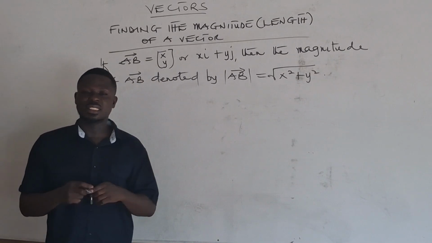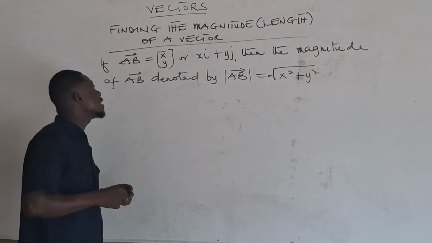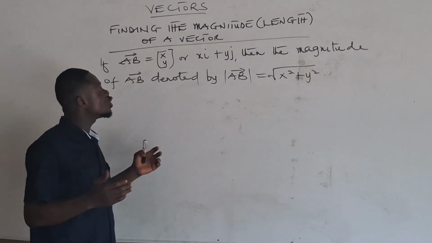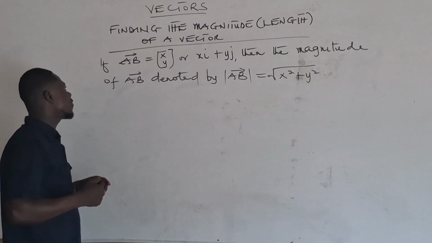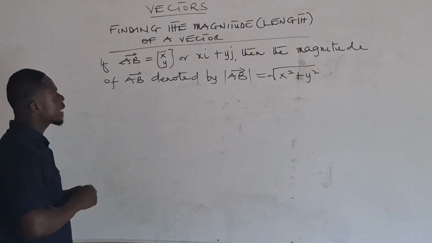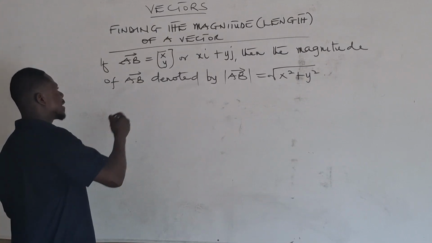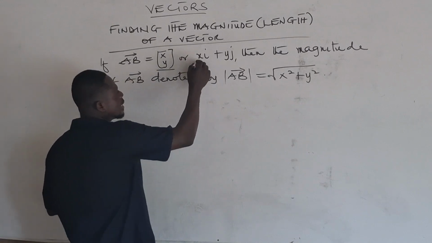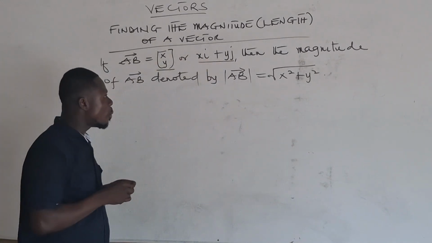In today's lesson, we're going to look at how to find the magnitude or length of a vector. The length, the magnitude or distance. So we have, if vector AB is equal to (x, y) or xi plus yj. This is in the column form and this is in the ij form, in other words, in the Cartesian form.